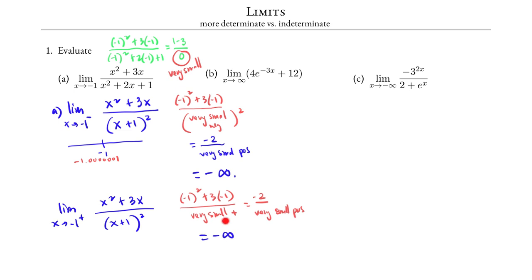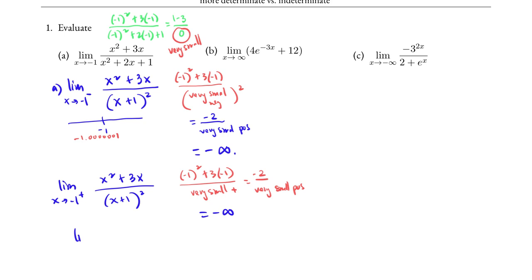Negative infinity as the limit indicates that the function decreases without bound. In this case, the function decreases without bound on both sides of -1. So on both sides of -1, the function is going all the way down. And so we conclude that the limit as x goes to -1 of (x squared plus 3x) over (x squared plus 2x plus 1) equals negative infinity.